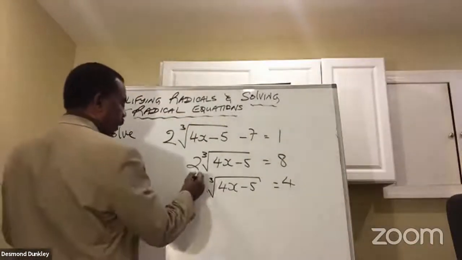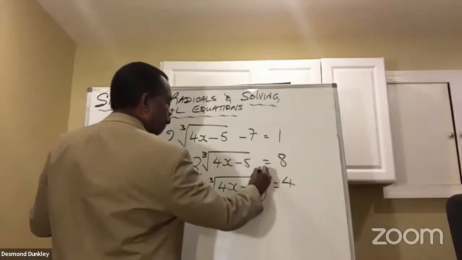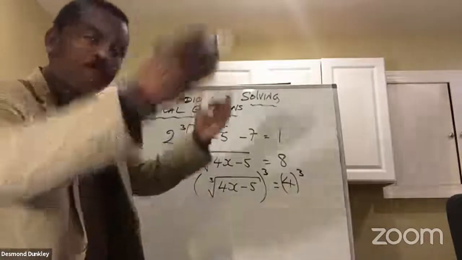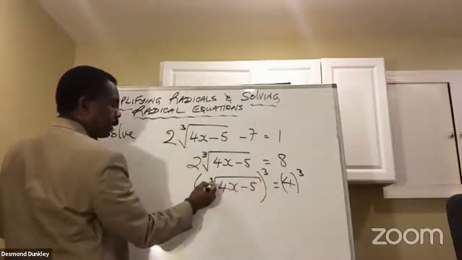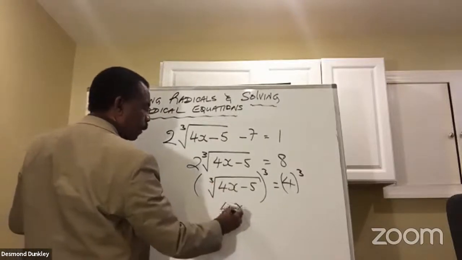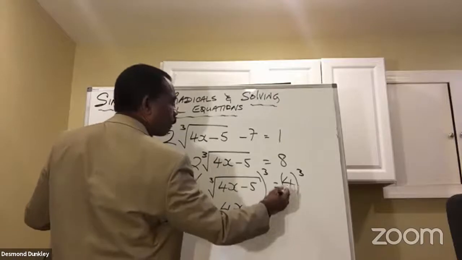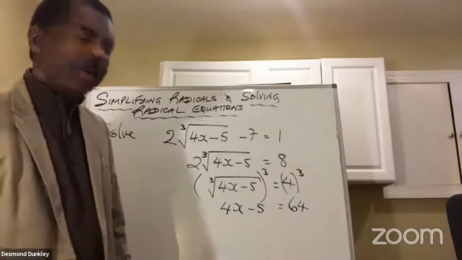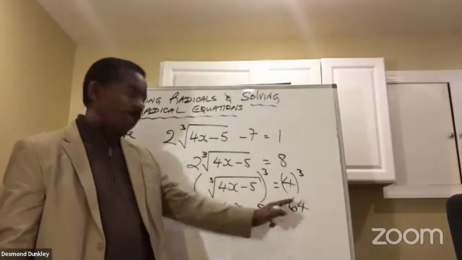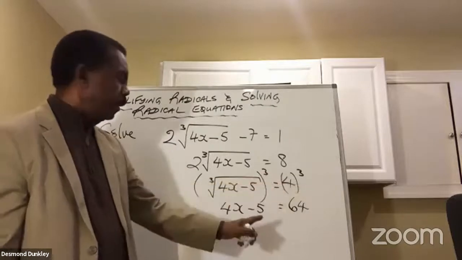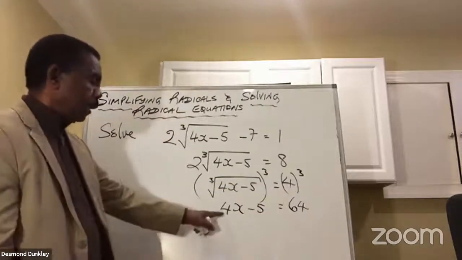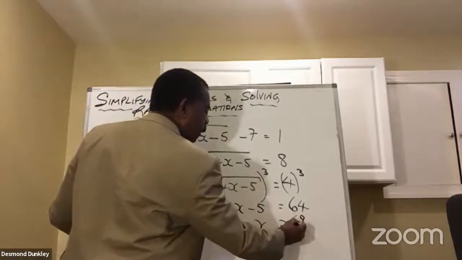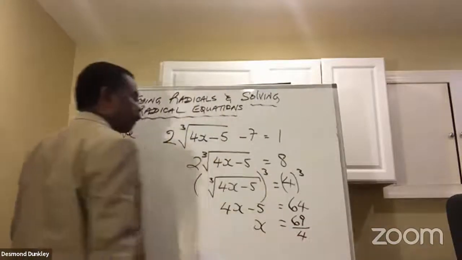So what do you do here? You cube, you raise each side to the power 3. This cancels this. So now we're left with 4x minus 5 equal to 4 cubed, which is 64. And then from here, you add 5 to both sides and then divide by 4. Add 5 to that, we get 69. Divide by 4, we end up with x equal to 69 divided by 4.